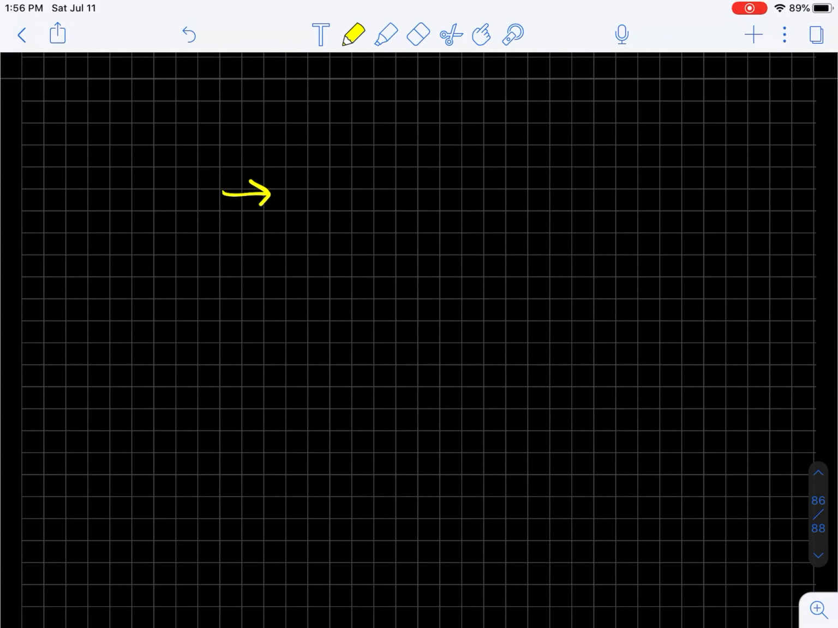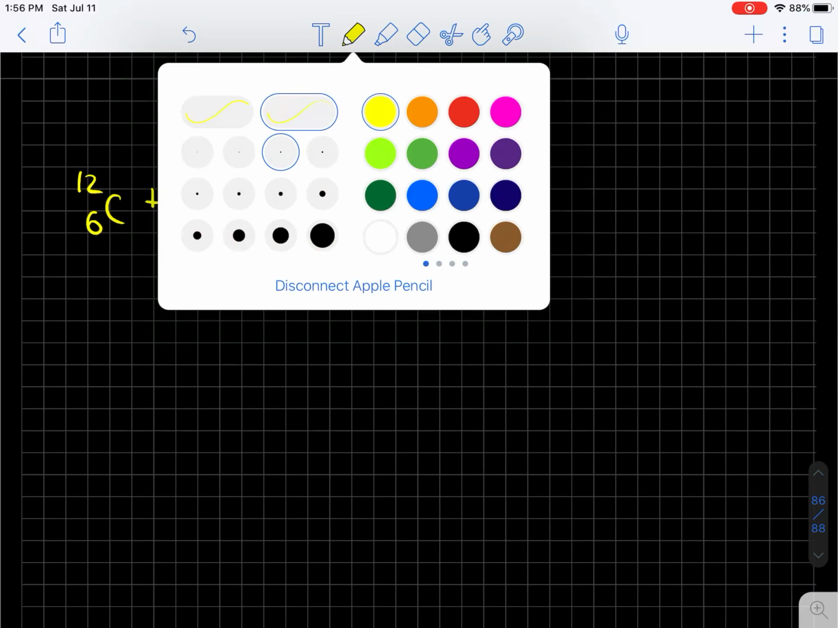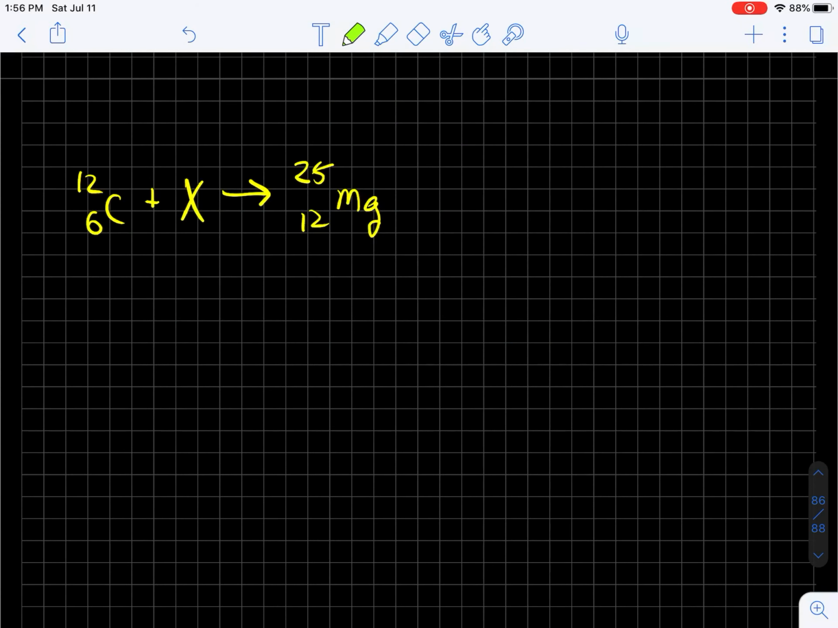All right, so now that I messed up that example, let's give you an easier example to do. I said, all right, we are going to create a magnesium isotope, and we're going to start with carbon 12. What particle X do you have to fuse with carbon 12 to get magnesium 25? So go ahead and pause this, work it out, come back. I'll wait for you. Hey, I waited.